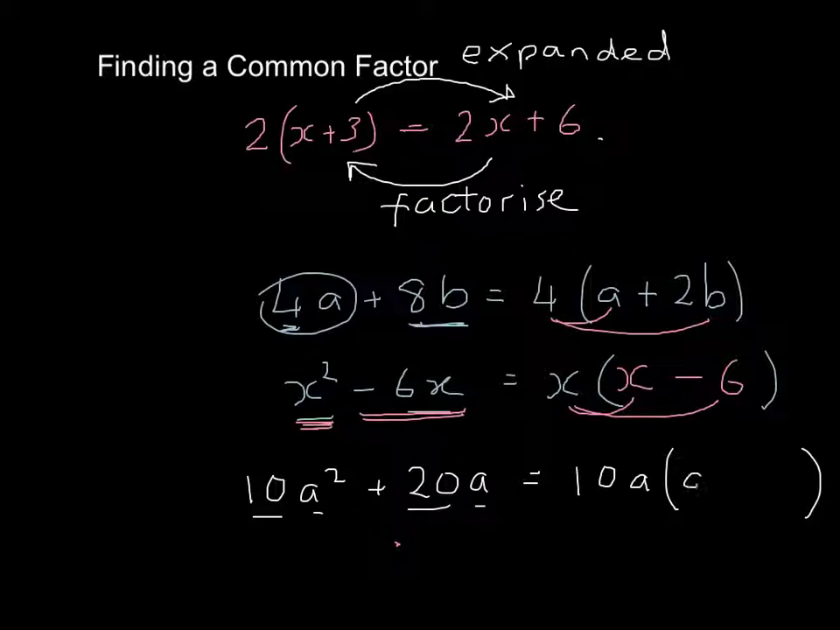10a times a, that's 10a squared there, plus 10a times what makes 20a? I need a 2 there. 10a times a is 10a squared. 10a times 2 is 20a. So that balances. So this is the first part of factorising. We're looking at finding a common factor. And so we're just making one bracket.